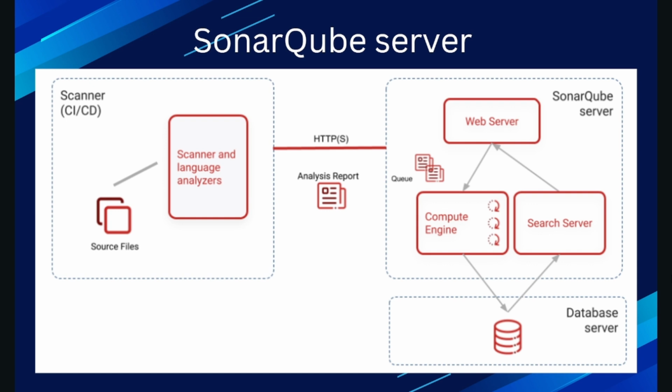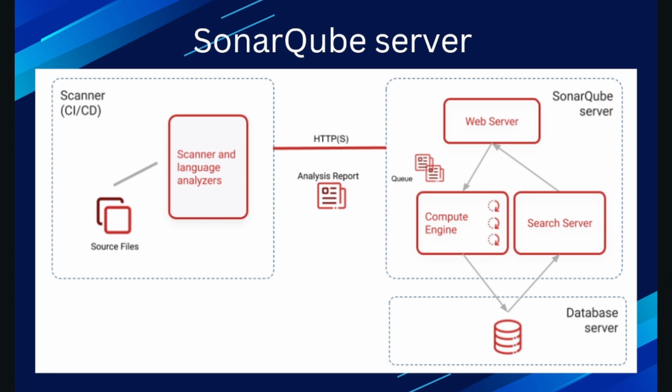In the diagram, we see three main sections. One is the scanner in CI/CD, which scans the code. Two is the SonarQube server, composed of several internal processes, for example, web server, compute engine, and search server. And three is the database, where results and configuration are stored. So let's break down each component. First is the scanner.